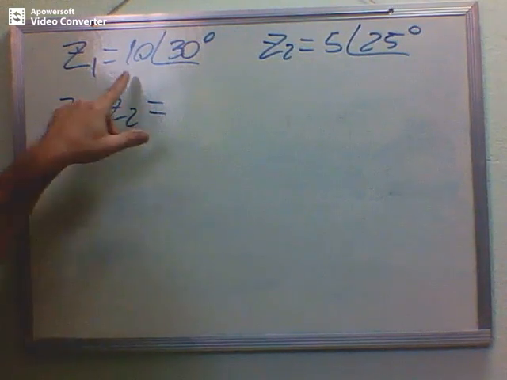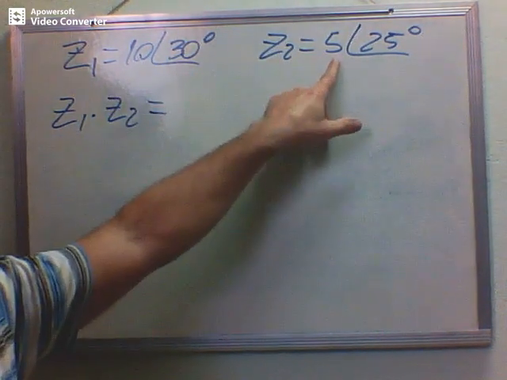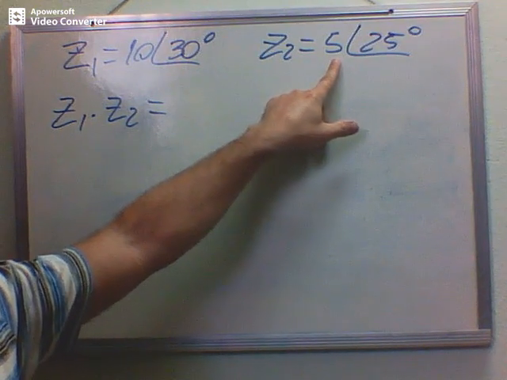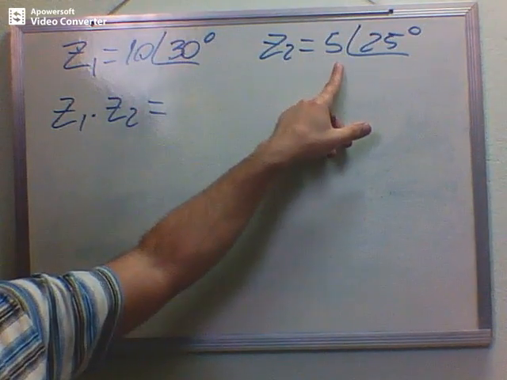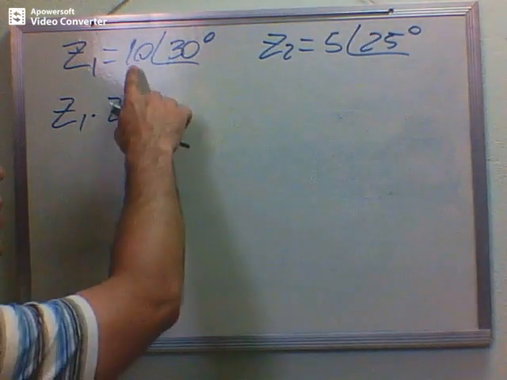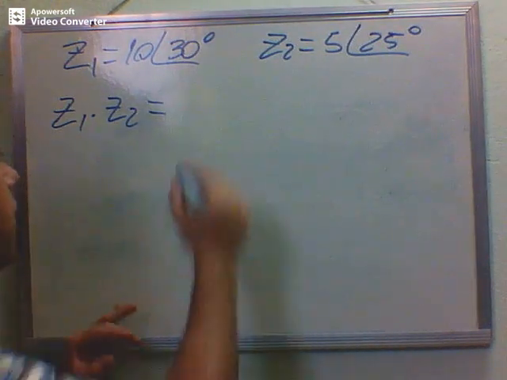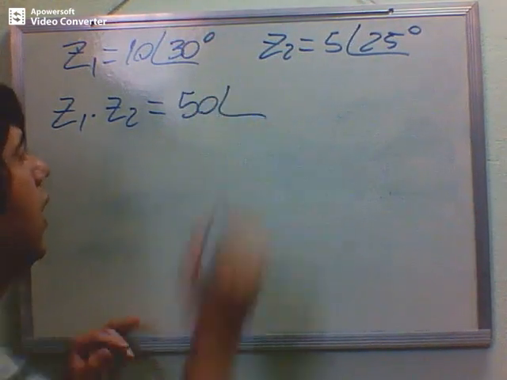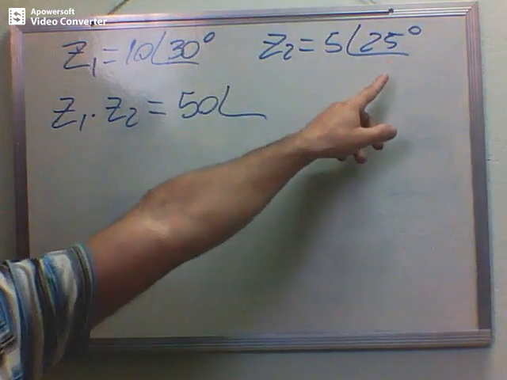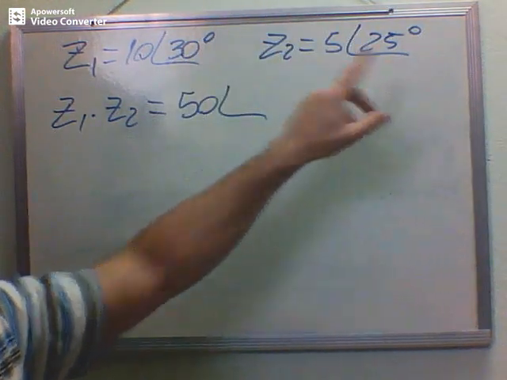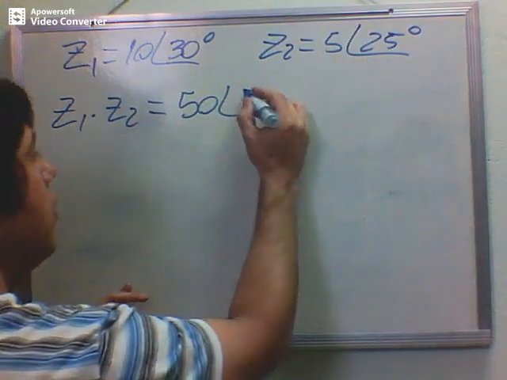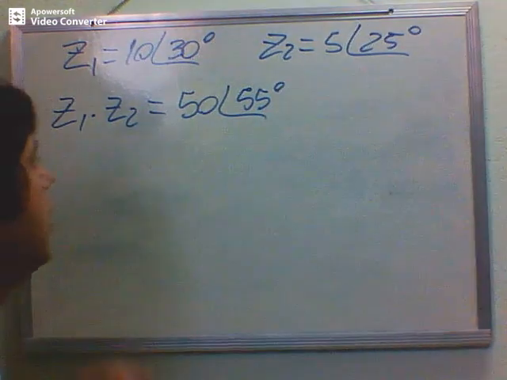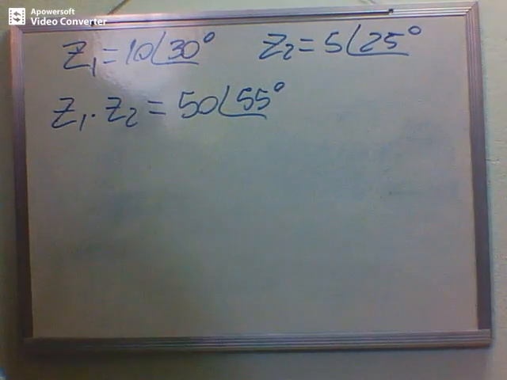What we do is to simply multiply the magnitudes of the complex numbers. 10 is the magnitude of this complex number, and 5 is the magnitude of this complex number. 10 times 5 is 50. And with the phases, we add them. We don't multiply, we add the phases. 30 plus 25 is 55. This is how we perform multiplication of two complex numbers.